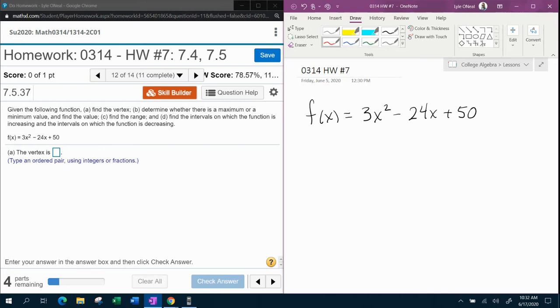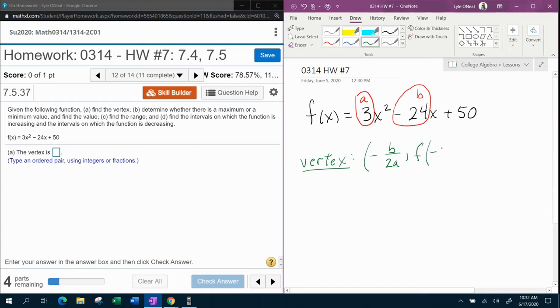Since this quadratic function is in standard form, I can see A is 3 and B is negative 24 and C is 50, but I'm not going to label that because I don't really need it. In order to find the vertex, I need the vertex formula. And the vertex formula is negative b over 2a, f of negative b over 2a. That is the formula for finding the vertex if your function is in standard form.